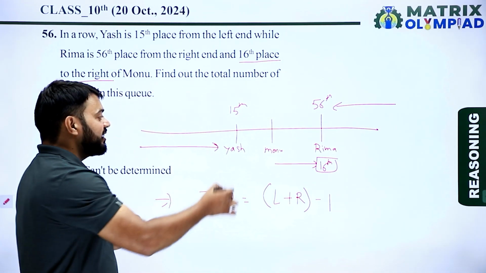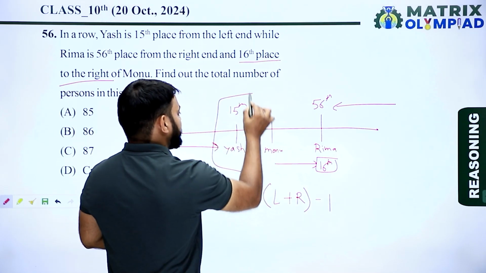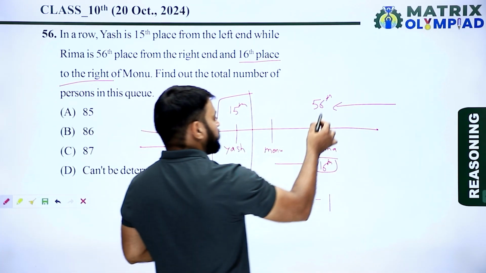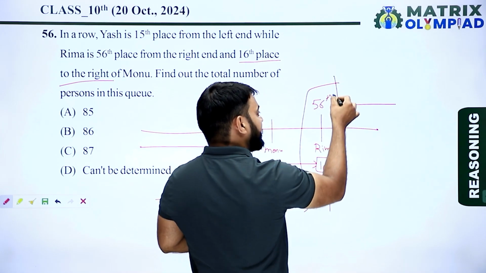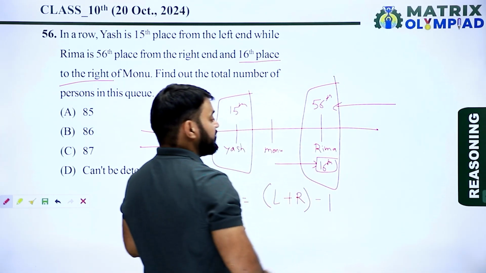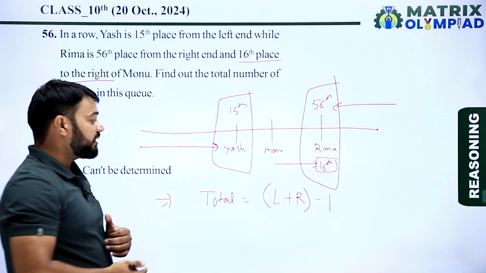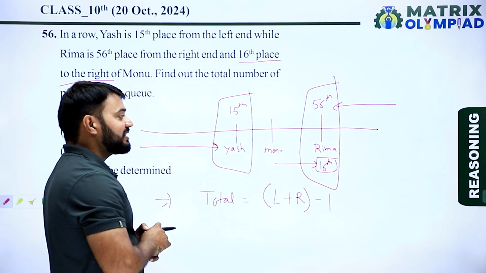बट इस क्वेश्चन में यश का लेफ्ट साइड गिवन है बट यश का राइट साइड गिवन नहीं है. इस क्वेश्चन में रीमा की राइट साइड गिवन है बट लेफ्ट साइड गिवन नहीं है. लेफ्ट साइड से कौन सी पोजीशन है वो गिवन नहीं है, सो टोटल फाइंड नहीं कर सकते.